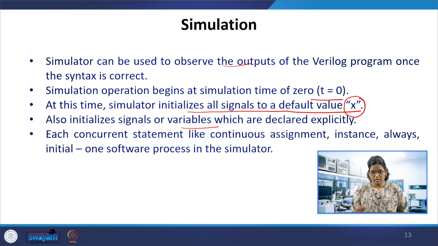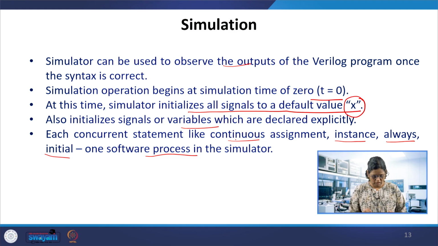Then each concurrent statement is looked into. So it prepares the event list which has all concurrent statements. The concurrent statements are like continuous assignments, assign statements, instances of the built-in gates which are instantiated, or the always block or the initial block. All of them are listed, prepared as an event list. Each one requires at least one software process in the simulator. It is called the software process.